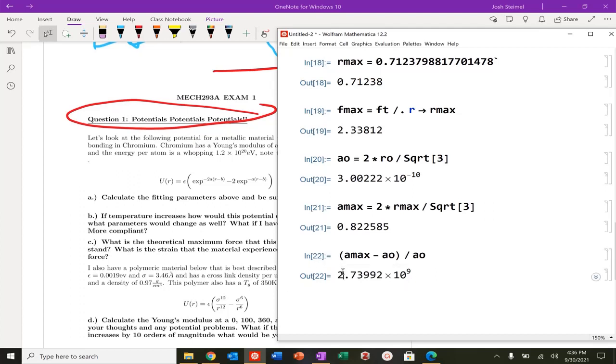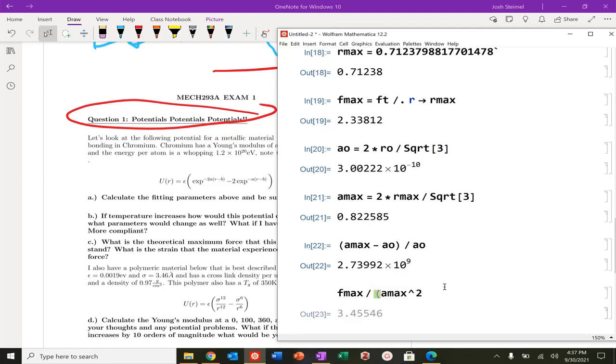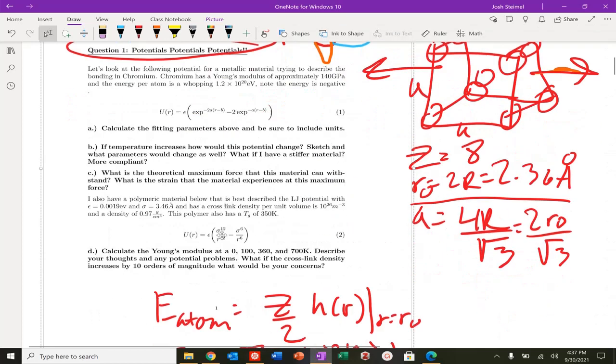It's insane. So that is an insane value. I could actually look at the stress, F max divided by A max squared. So it's actually from somewhat reasonable source. But again, this is just a potential, it's a kind of made up potential, so don't worry about those values.